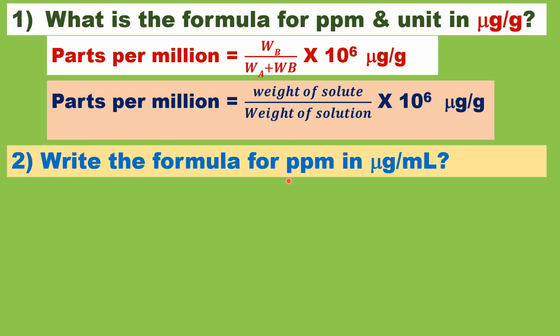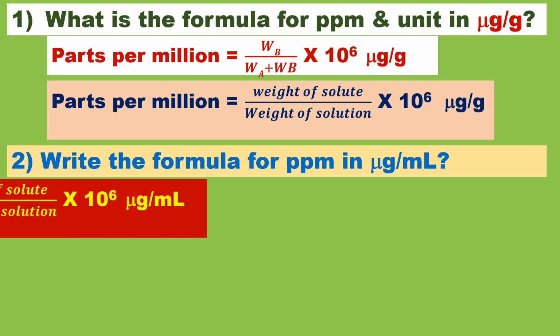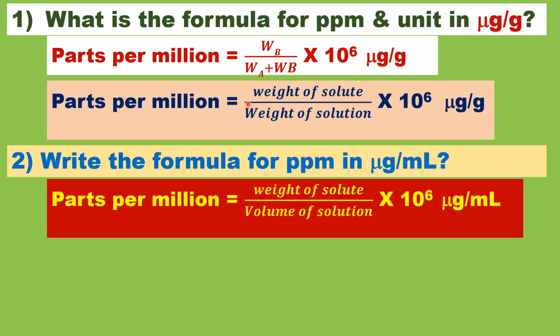Now write the formula for parts per million in microgram per ml instead of microgram per gram. So in this, we take weight of solute divided by volume of the solution. Instead of weight of solution, you write volume of solution into 10 power 6 microgram per ml, its unit.